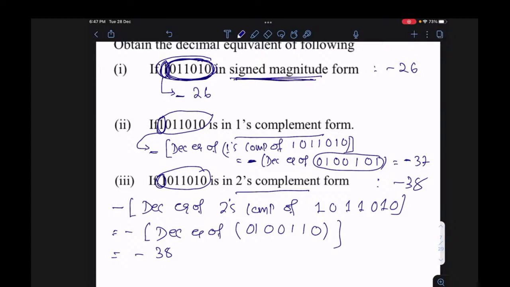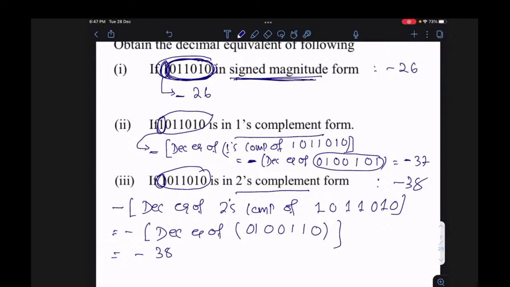Anirudh is asking why we are not omitting the MSB in one's complement. Why should we omit? I mean, where is the question? I'm not getting a question, Anirudh, actually. Anyway, this is the method, okay?